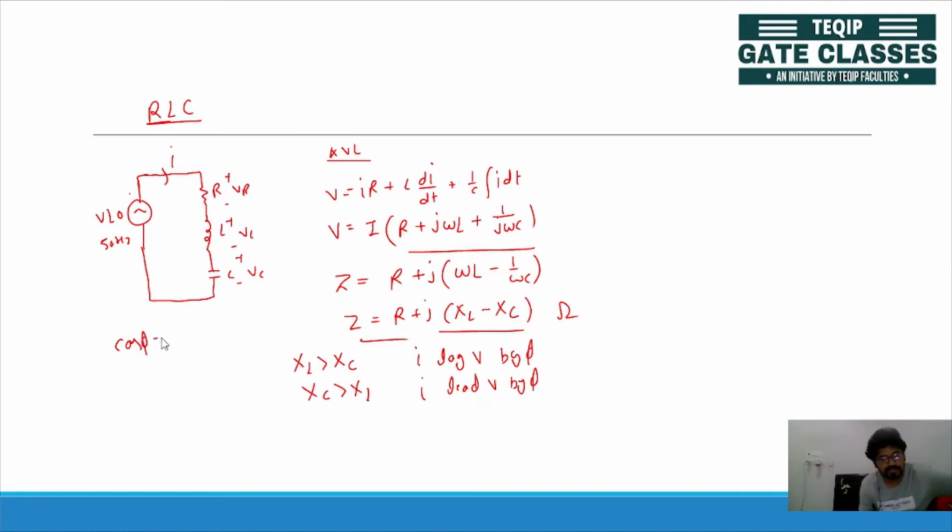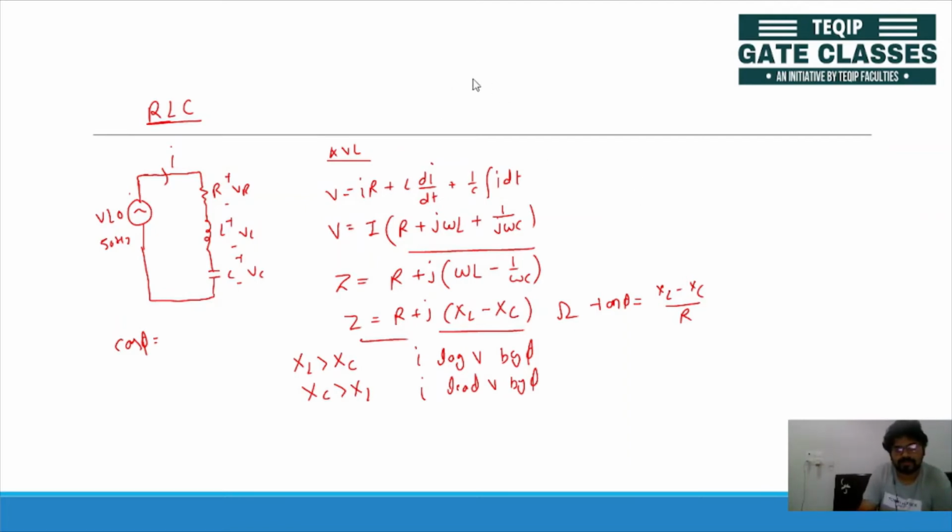Cos phi, and it was R by Z. Okay, so that is same, R by Z. Here also you can write the angle of this complex number. How you write this? Tan phi is equal to, phi is equal to tan inverse. So tan phi is equal to XL minus XC by R. So from here you also calculate phi. Okay, so let's discuss the phasor diagram.